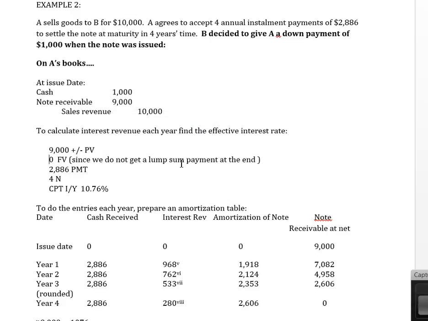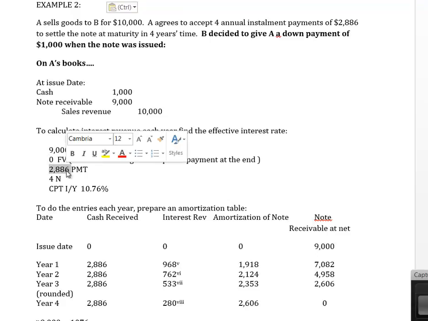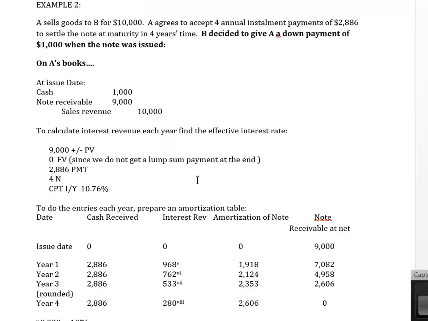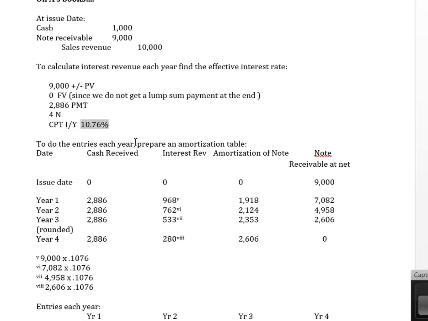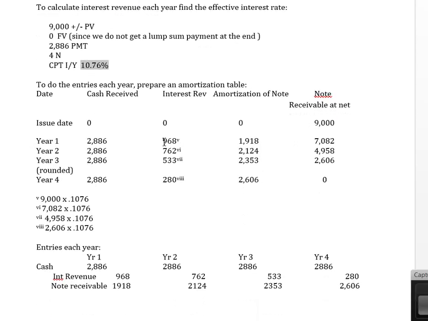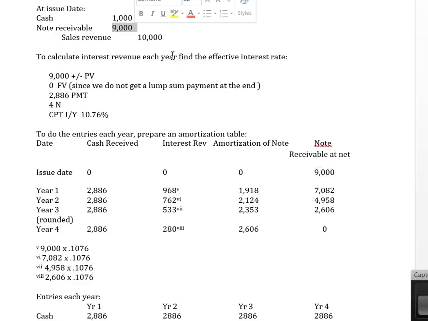Our future value is still 0 because that 2886 is still going to reflect B's payment to A that pays down the note. We still have a PMT of 2886. We still have a number of payments of 4, and a compute I/Y gives us 10.76%. So I've only rounded to 2 decimal places here. So now the only difference in the table is going to be the amount of interest revenue that's being booked by A. Because now, when we're calculating the amount of interest revenue for year 1, we're going to take the receivable value at the beginning of year 1, which we've already set up here as 9,000, right, in our entry.